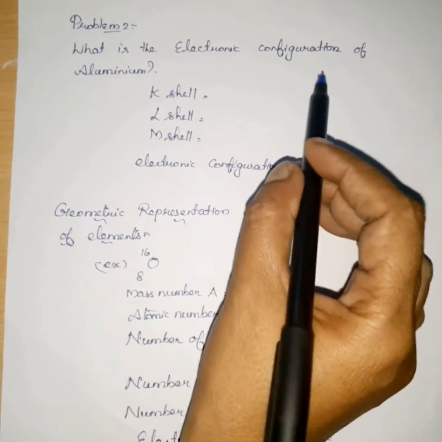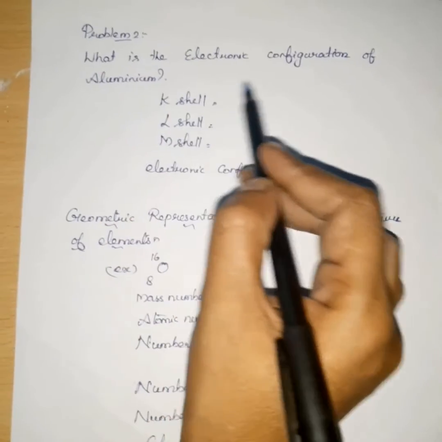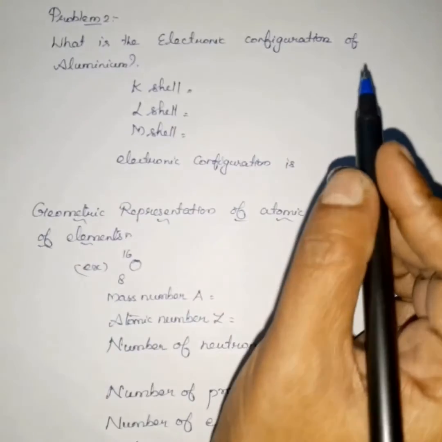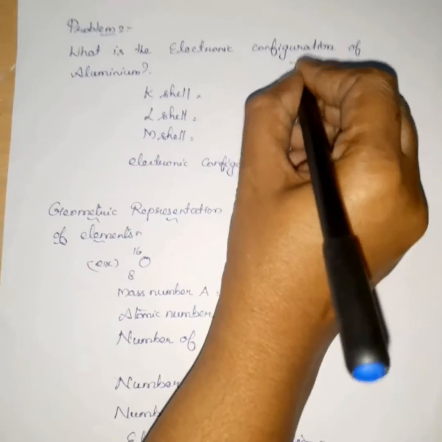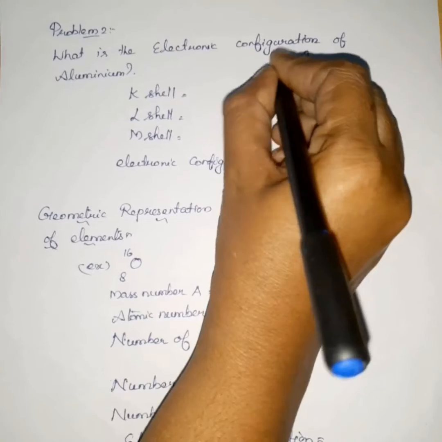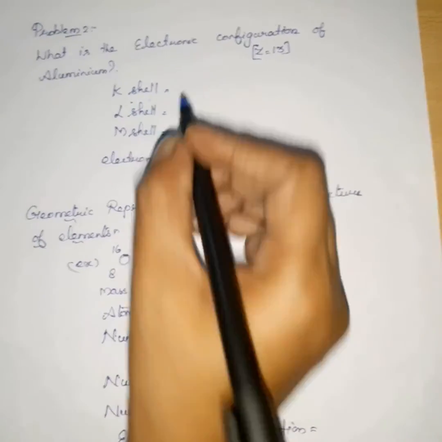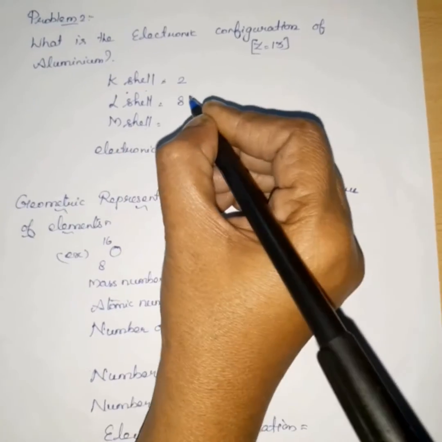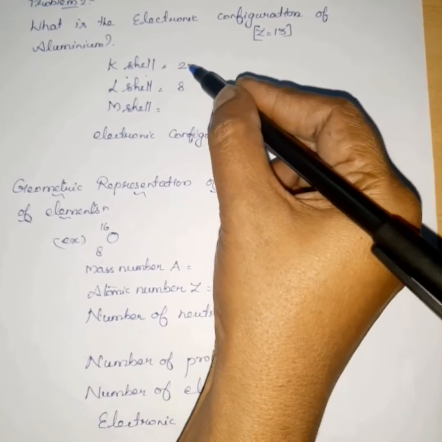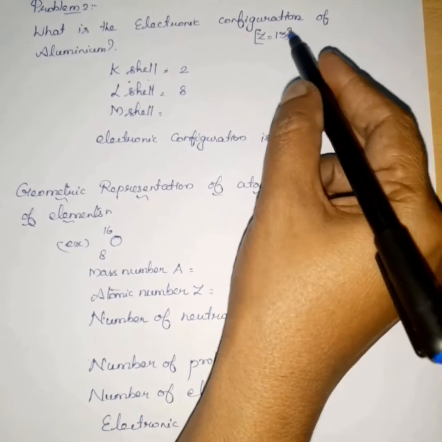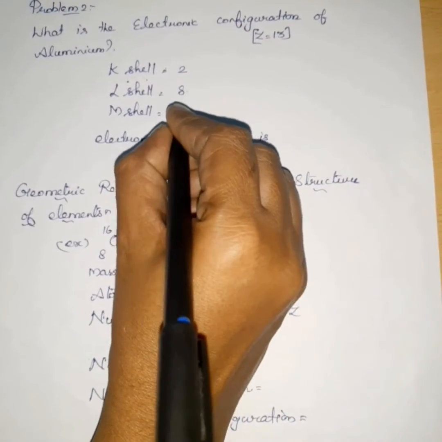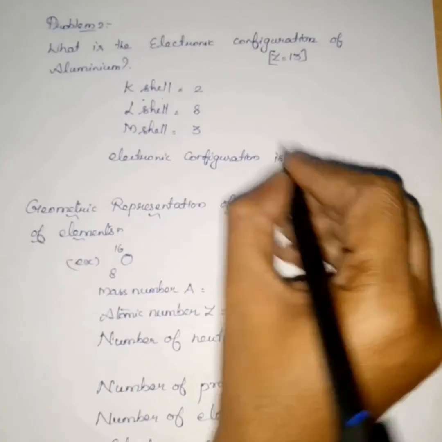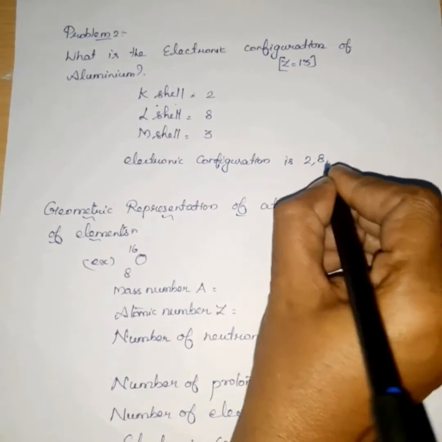What is the electronic configuration of aluminium? The atomic number Z of aluminium is equal to how much? 13. So how is it filling? In the K shell 2 and L shell 8, and 2 plus 8 is equal to 10. Remaining how much? 3 electrons. So the 3 electrons are filling in the M shell. So its electronic configuration is 2, 8, 3.